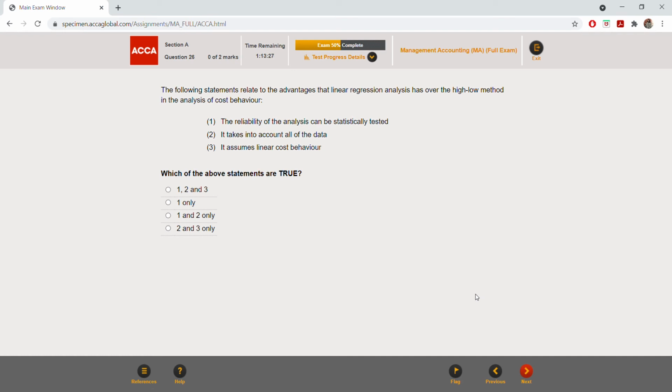What is it? The following statements relate to advantages that linear regression analysis has over the high-low method in analysis of cost behavior. The reliability of the analysis can be statistically tested. Yes. It takes into account all the data. Yes. It assumes linear cost behavior. No, it's only 1 and 2. Okay. Next.